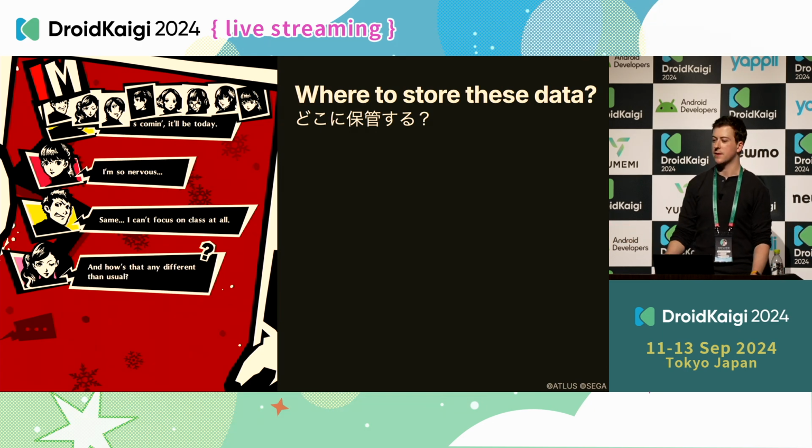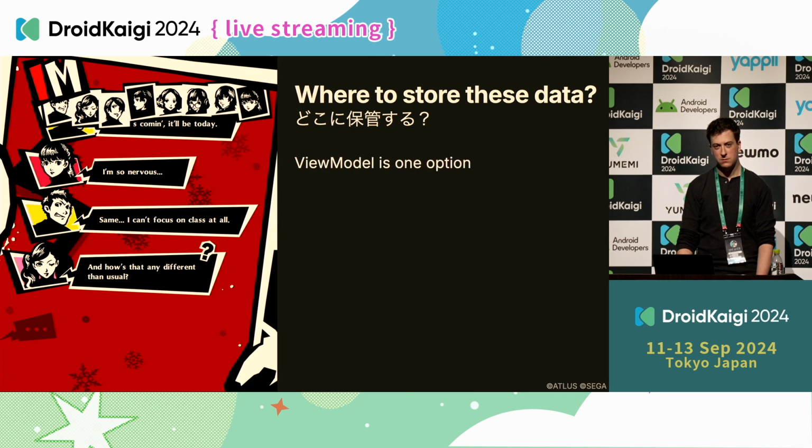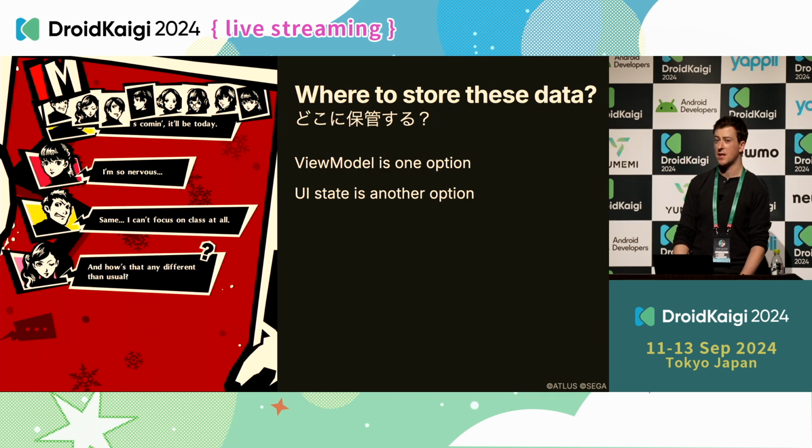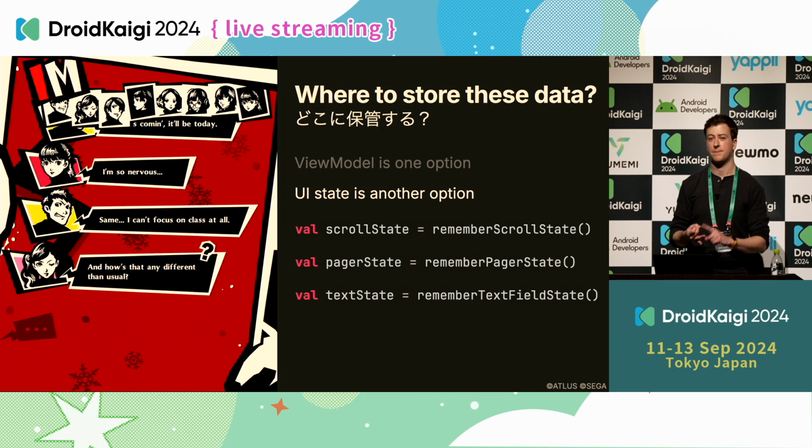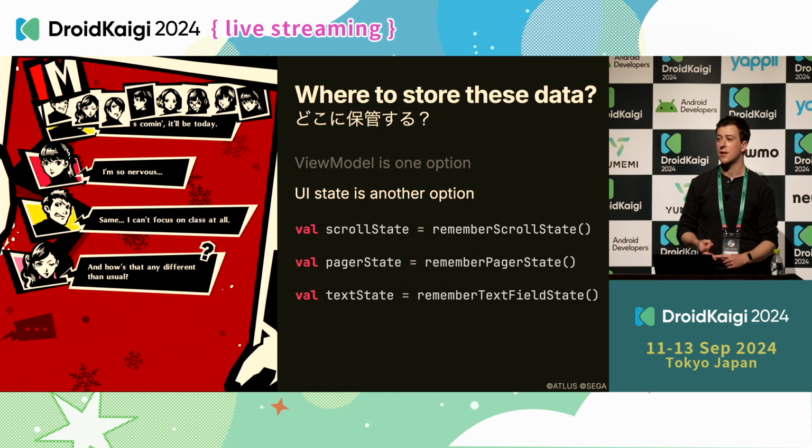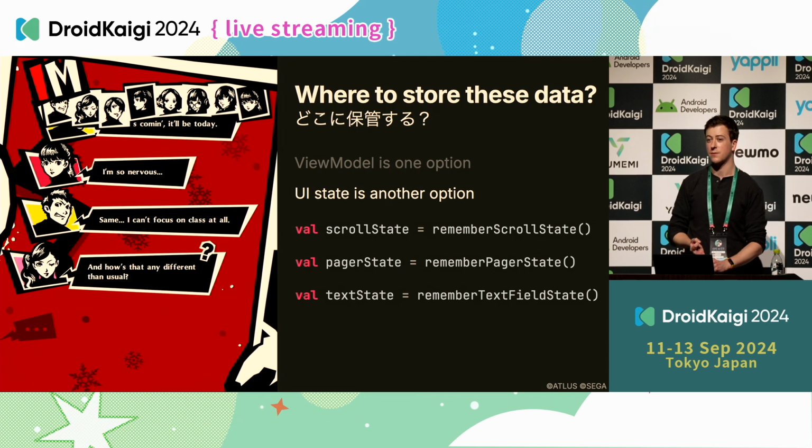Where are we going to store this, though? Where does this come from? Is this going to be some sort of view model, is one option. Or some kind of UI state. By UI state, I'm talking about things like scroll state, pager state, text field state. All of these things you've probably come across if you use Compose UI framework code. We can make our own as well.